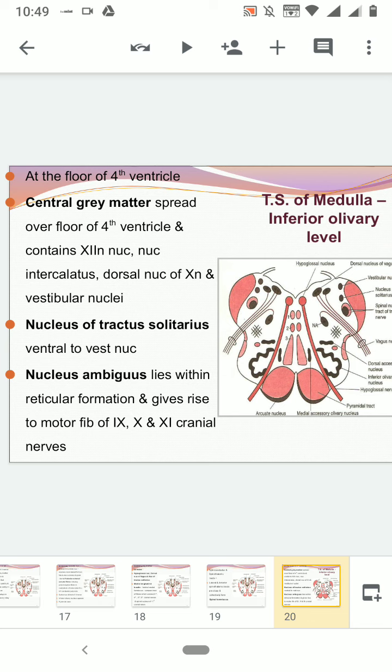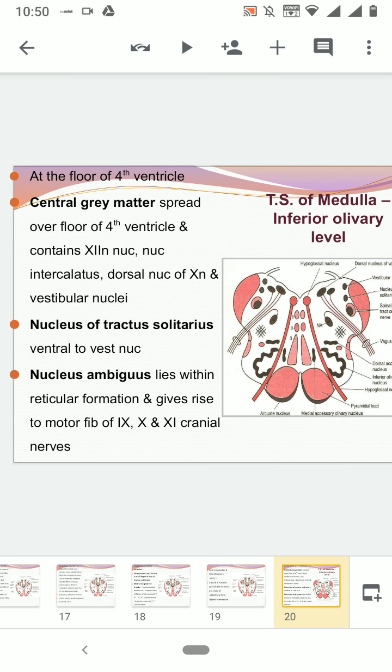And then as we go up in the center, you can see the hypoglossal nucleus has got detached from the central gray matter and it is separate, and you can see the hypoglossal nerve, which is in red color. It is coming out. Remember, the hypoglossal nerve comes out just lateral to the pyramid, so between the pyramid and the olive, right?